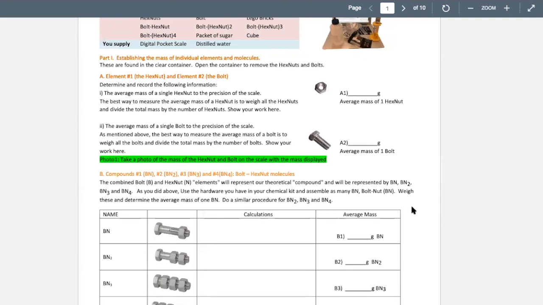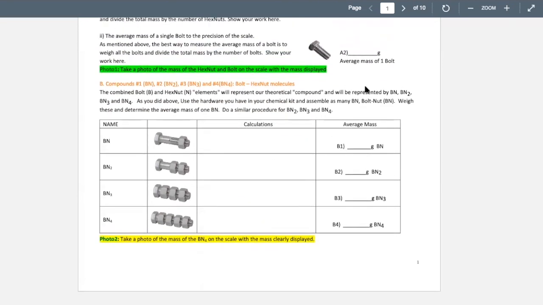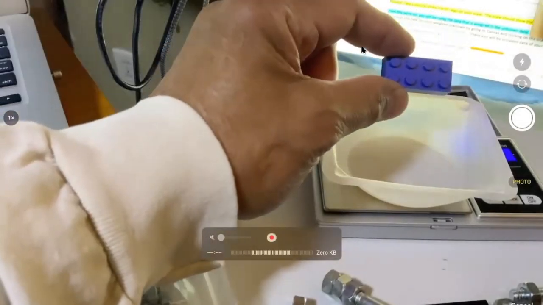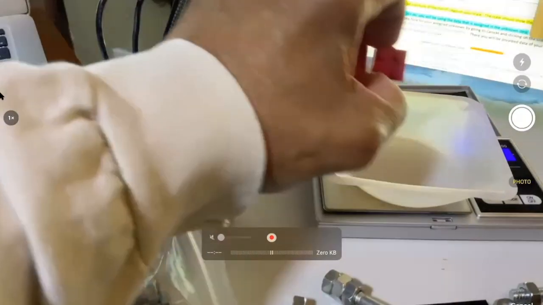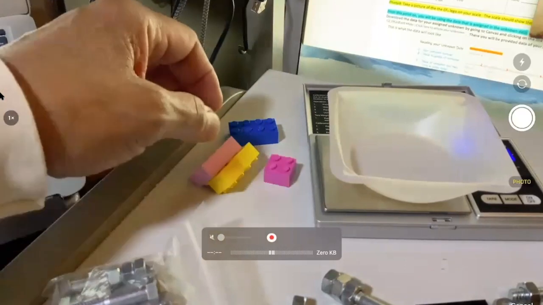So once you have this, you're going to be using that information when you actually do the counting by weighing. This is your E brick, and this is your F brick. Okay, I think you guys have this setup right here.